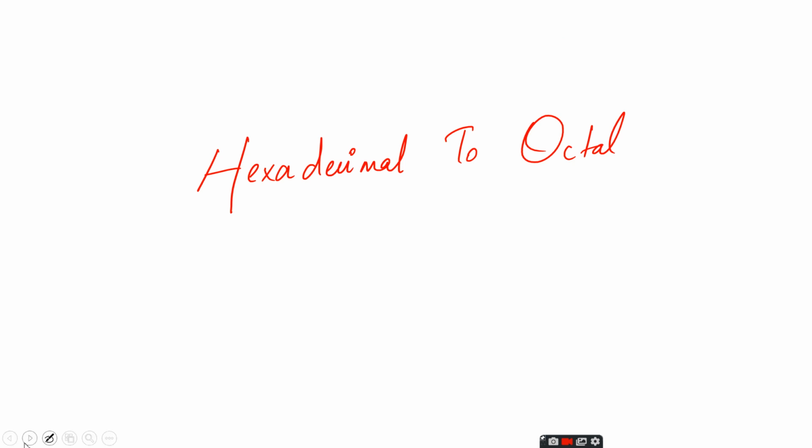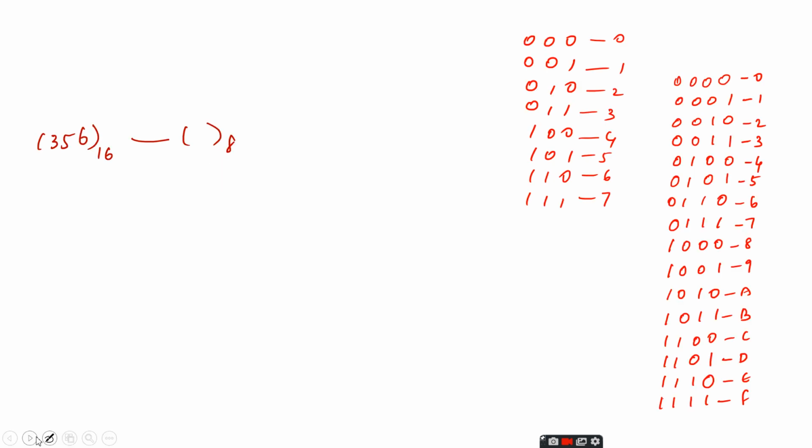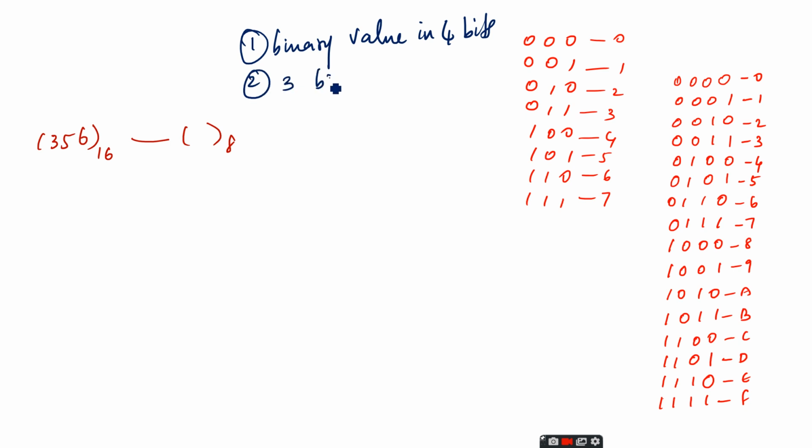Now hexadecimal to octal. Now we are learning how to convert a hexadecimal number to octal. Here, first we have to write the binary value of the hexadecimal number 356 in 4-bit representation. After that, we have to group it in 3 bits. Then we have to write the equivalent number. So first, we have to write the binary value in 4 bits.